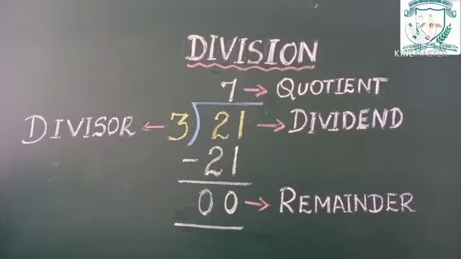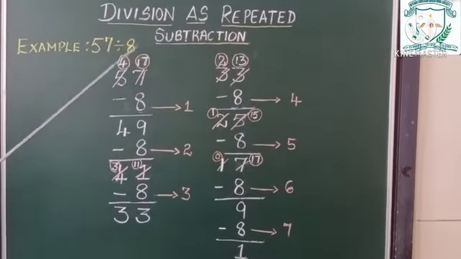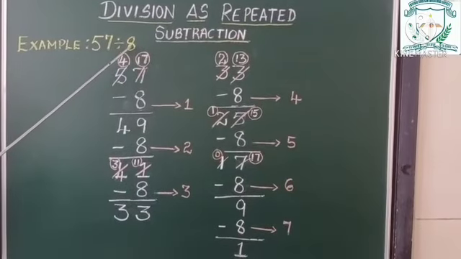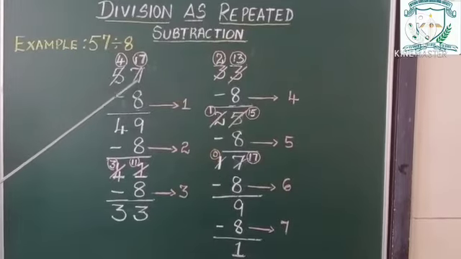Let us learn with the next example, division as repeated subtraction. Example: 57 divided by 8. Let us see how many times we can subtract 8 from 57.